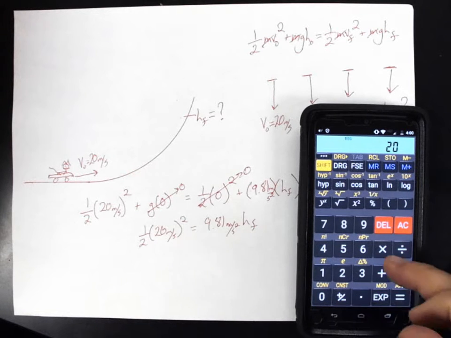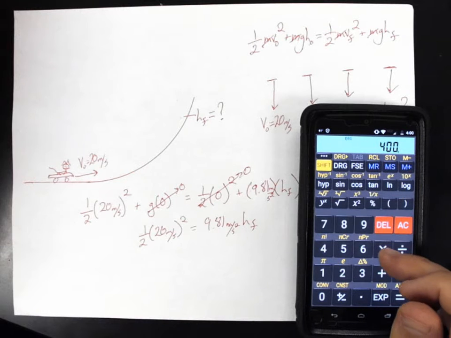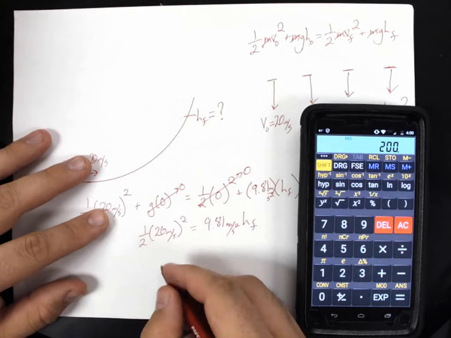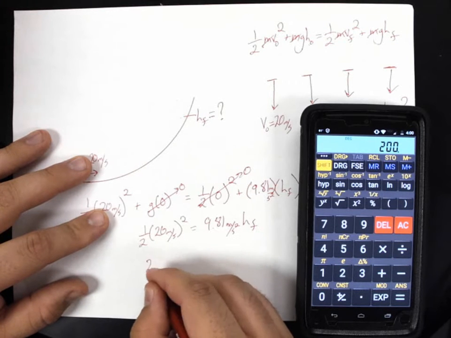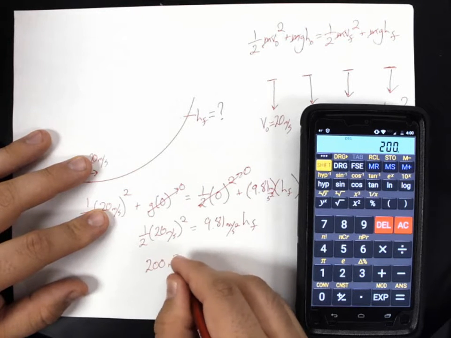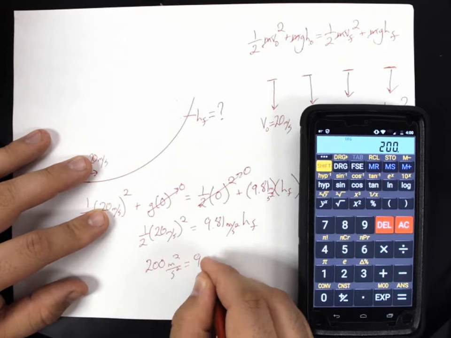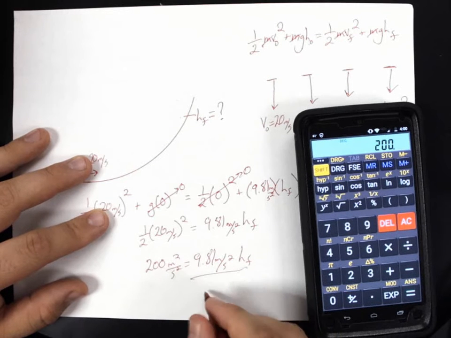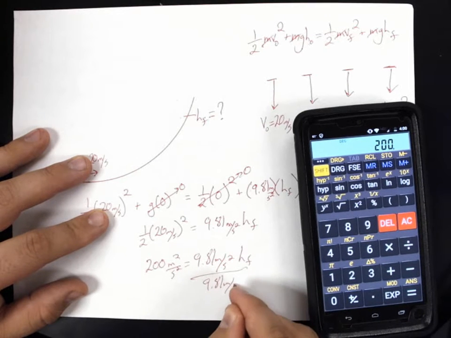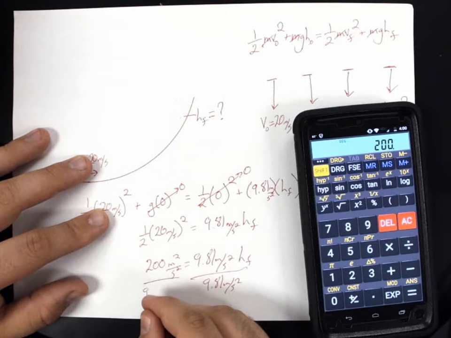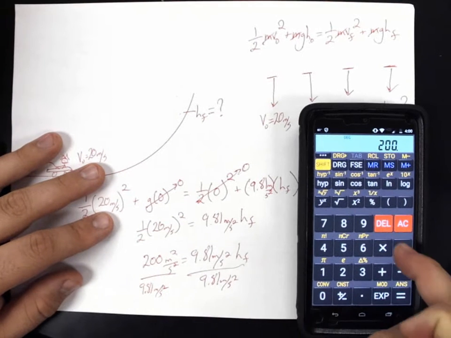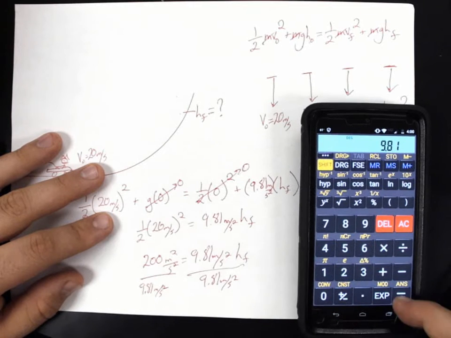So we take 20 squared, which I hope you know is 400. You take that and you multiply it by 0.5, which is 1/2, and that should give you 200, right? So this whole term on this side is going to be 200 meters squared per second squared equals 9.81 meters per second squared times height final. To find the height final, we simply divide by 9.81 meters per second squared on both sides, getting the height final by itself, canceling a whole bunch of units.